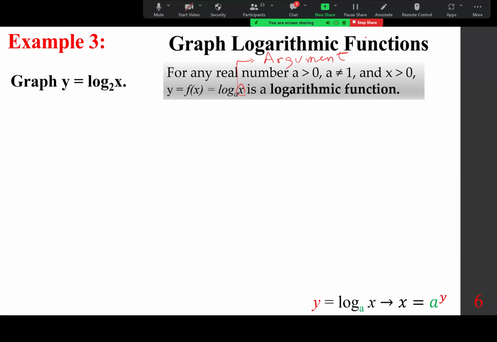So, how do we graph this? We are going to rewrite this as x equals 2 to the power of y, following this format. And I hope you recognize that it's easier to pick y. So let us pick the value of y.